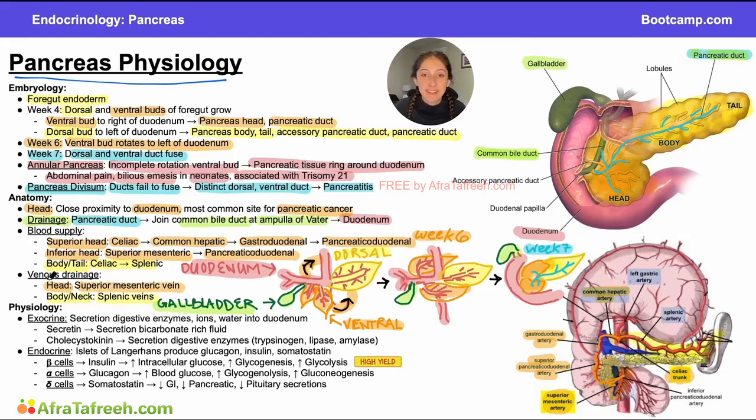Now, what about our physiology of the pancreas? Well, the pancreas's job, it has 2 functions. It has exocrine and endocrine function. The exocrine function of the pancreas, remember exocrine means things are exiting the body, is to secrete digestive enzymes, ions, and water into the duodenum via the common bile duct.